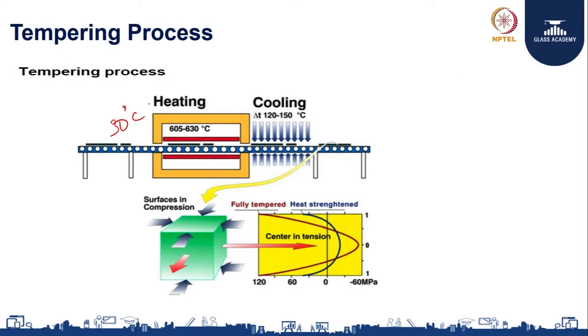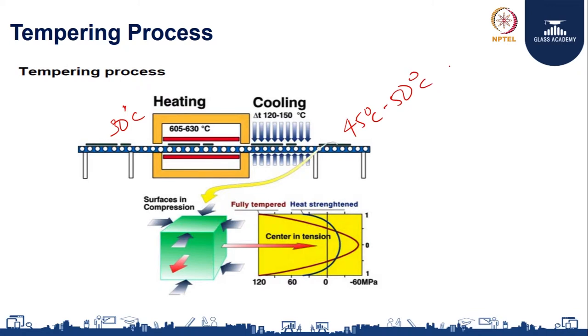So, if you see how it performs, the glass is loaded at room temperature, around 30 degrees Celsius, and then when it goes through heating, the glass temperature will be roughly 605 to 630 degrees Celsius at the surface, where we measure. Then it is cooled at a faster rate in the quenching area and finally cooled to room temperature, roughly 45 to 50 degrees Celsius, where it can be handled manually.